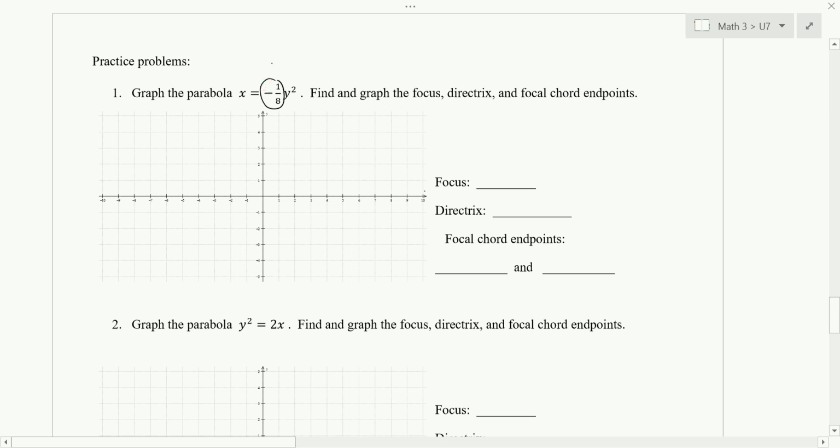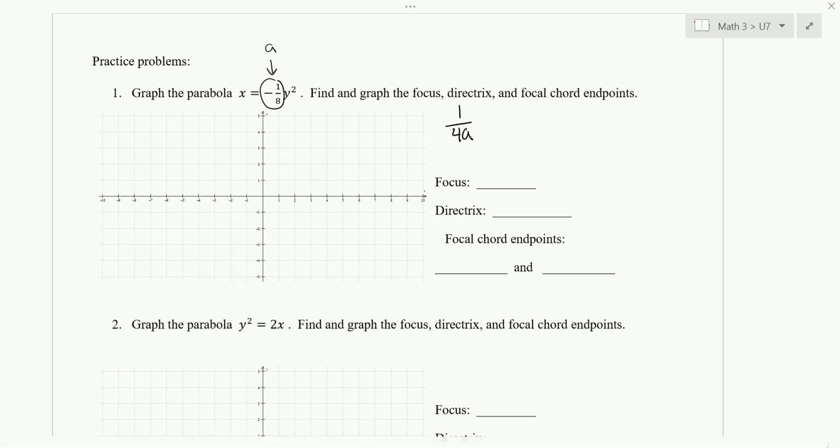And so in this case, 1 over 8 is our a. And we want to find 1 over 4a, which means to multiply it by 4 and flip it over. Okay. What do you get when you multiply that by 4 and flip it over? What's 1/8 times 4?